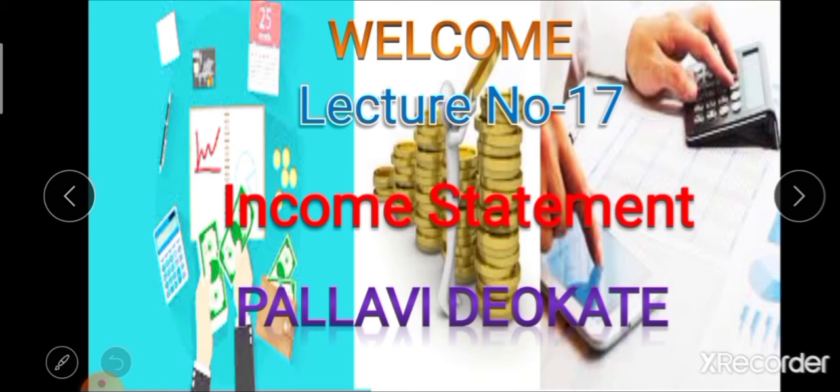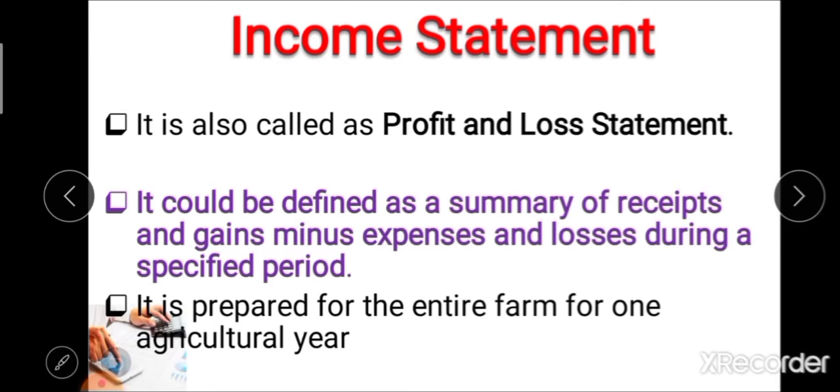So first of all, we see the definition of income statement. This income statement is also known as profit and loss statement. So there is another name for income statement, that is profit and loss statement. The income statement is defined as a summary of receipts and gains minus expenses and losses during a specified period of time.